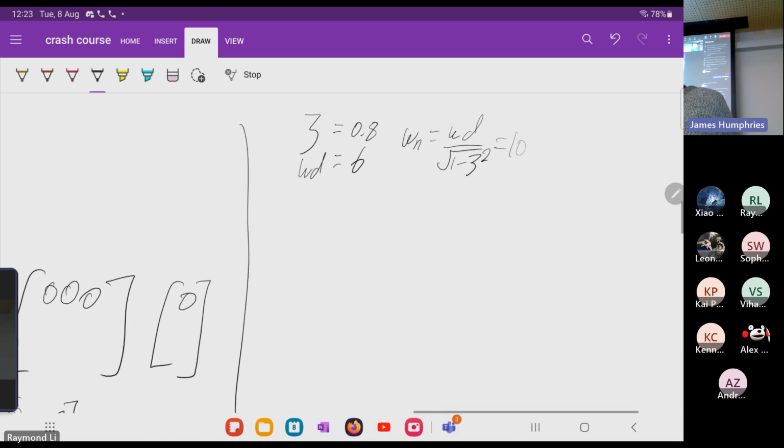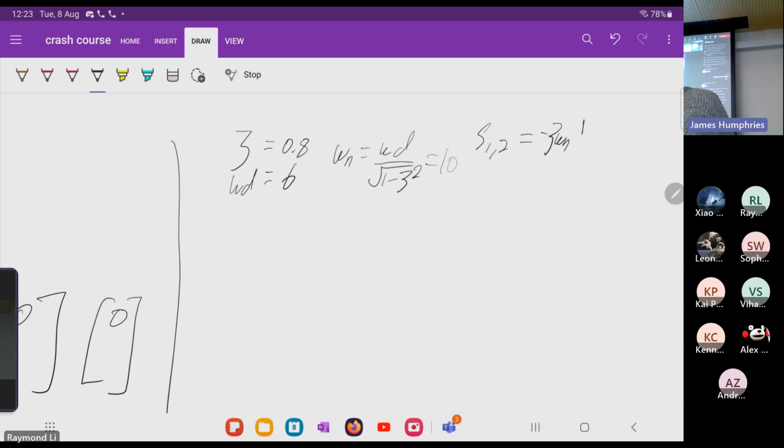And we also know that the pole locations for this, s1 and s2, are equal to minus zeta omega n plus or minus j omega n square root of 1 minus zeta squared. Does that seem familiar to everyone? Cool. It's been a while since I've done some of these questions. Hello, welcome, come on in. All right, so this basically gives you minus 8 plus or minus 6j.